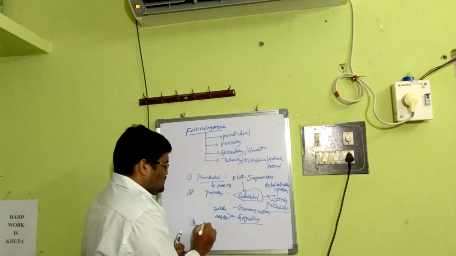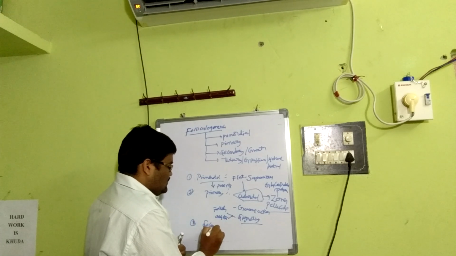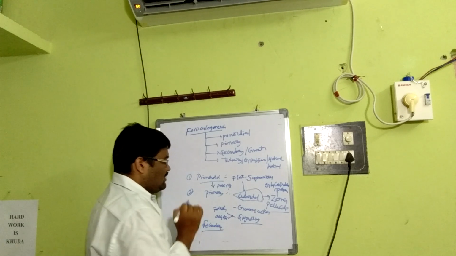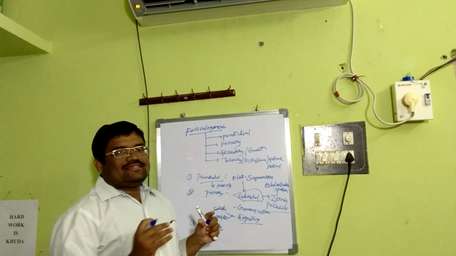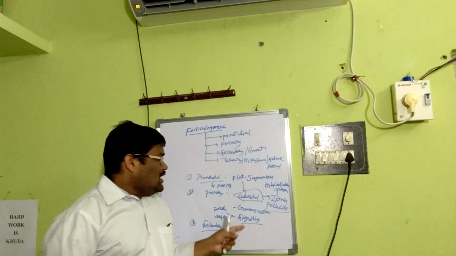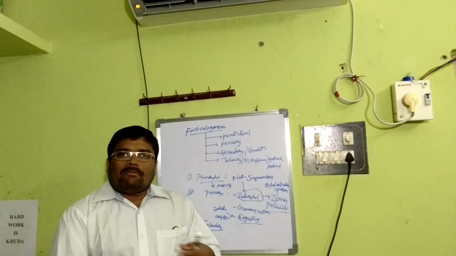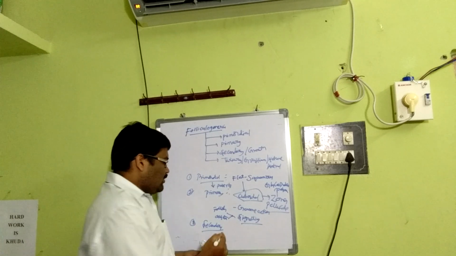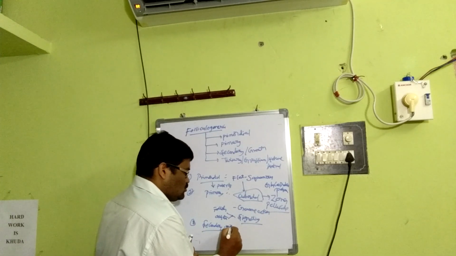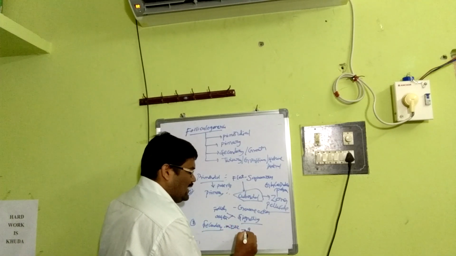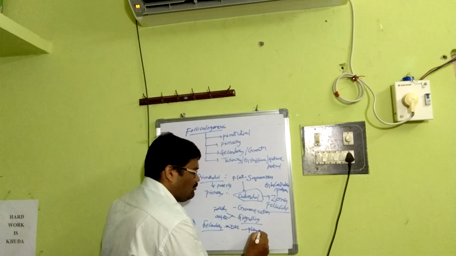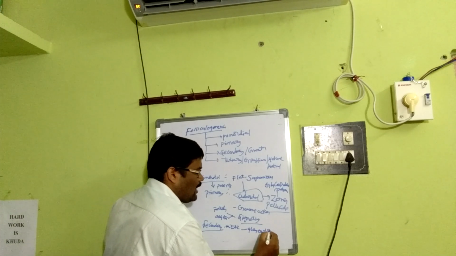Then further, secondary follicles. This is very important. Secondary follicles are a bit complicated. Complicated in the sense that till now there was just a single layer, but here the cells undergo mitotic divisions, so that we can expect around 9 layers of granulosa cells.